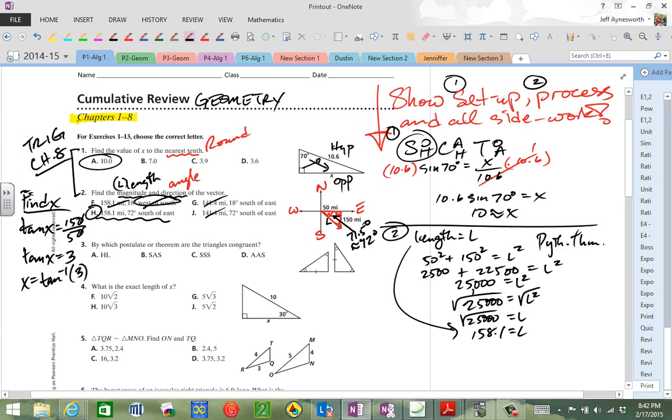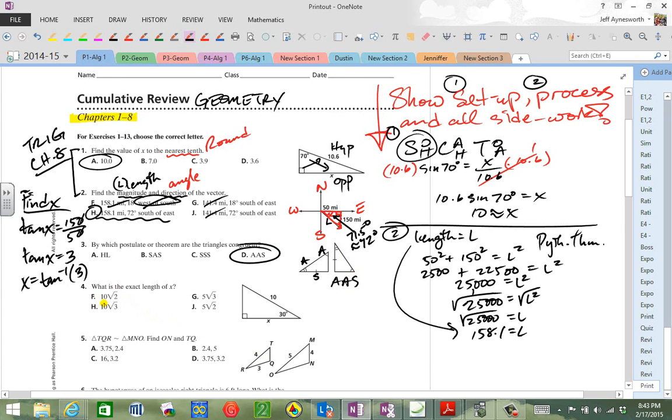Okay, number 3. By which postulate or theorem are the triangles congruent? Well, let me see. Angle, angle, then a side. So this is an angle, that's an angle, and that's a side. Looks like this, right? So pick the right one. We have two angles and a non-included side congruent to two angles and a non-included side. Angle, angle, side. Just look at the order.